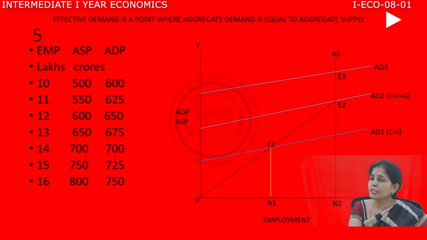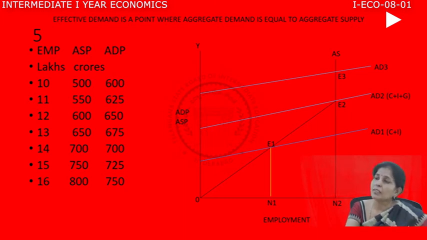The same thing is explained with the help of a graph where we take employment on the x-axis, and aggregate demand price and aggregate supply price on the y-axis. E1 is the point where aggregate demand is equal to aggregate supply with ON1 level of employment. But E1 is not supposed to be the equilibrium point. It is an underemployment situation because they consider full employment to be the equilibrium.